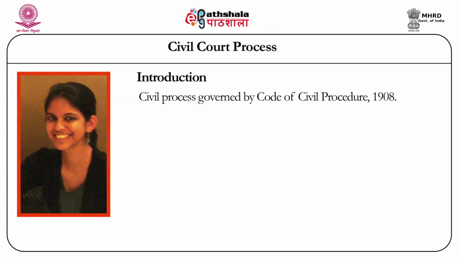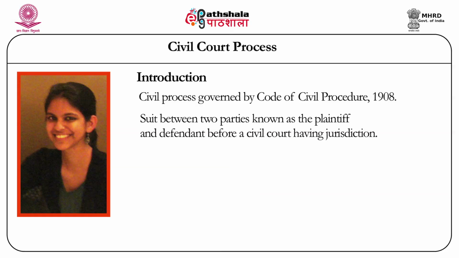The civil process is provided for and governed by the Code of Civil Procedure 1908. The substantive provisions are contained in sections and the procedural provisions are contained as rules in orders in the first schedule. In summary, a civil proceeding takes place in the form of a suit between two parties known as the plaintiff and defendant before a civil court having jurisdiction.